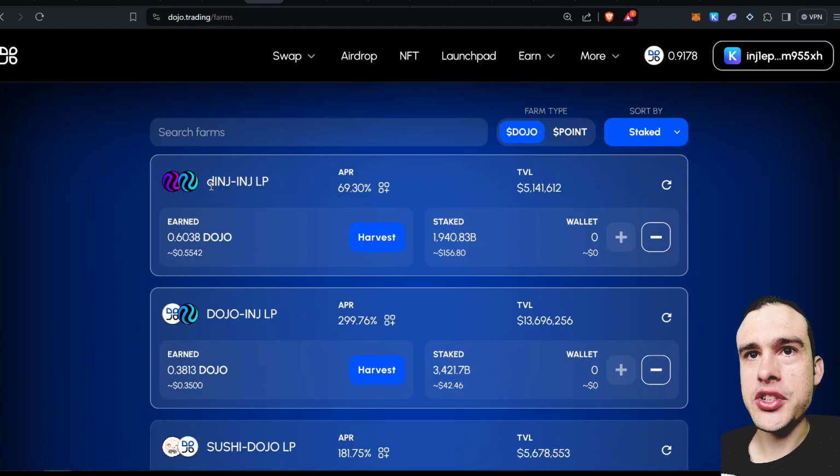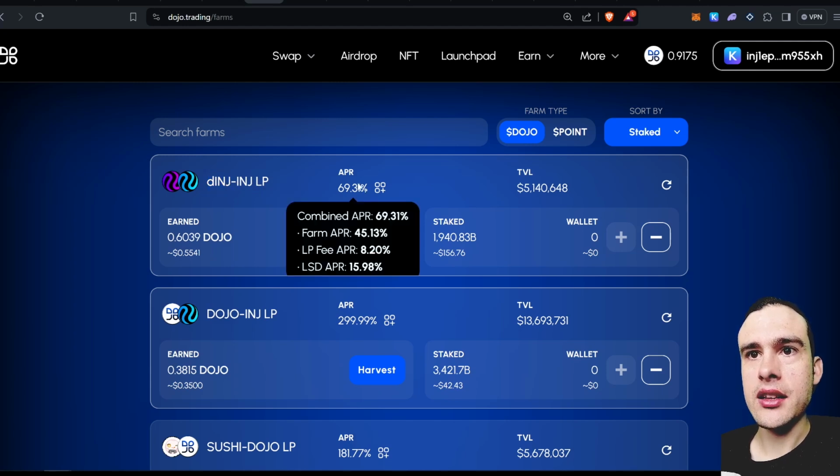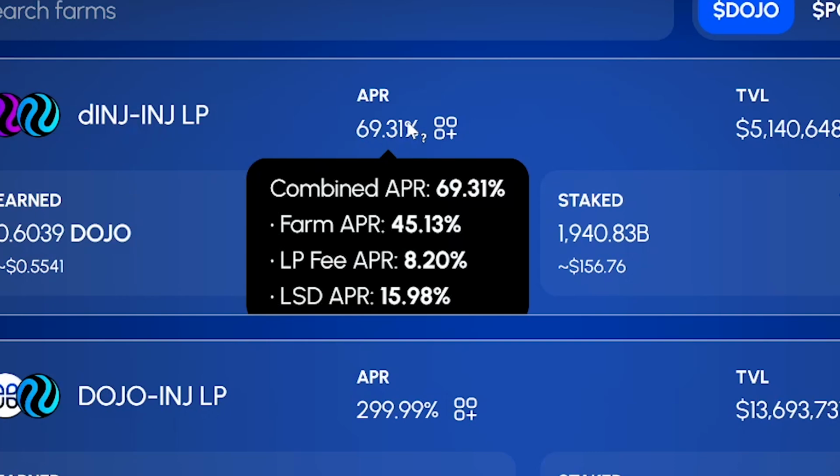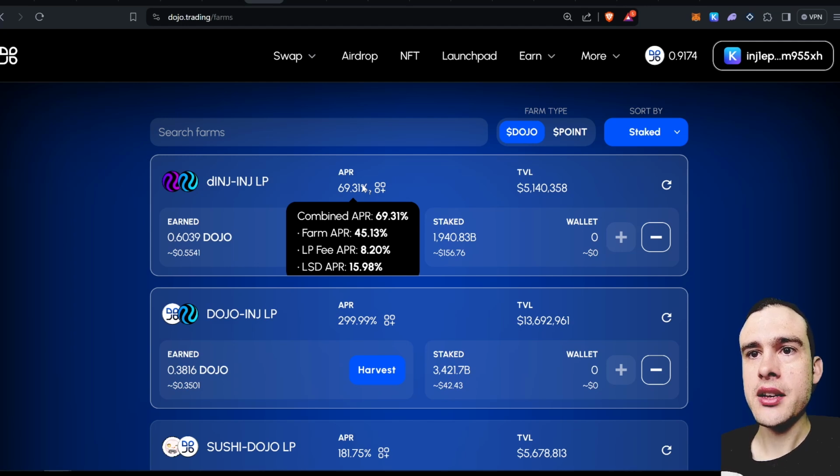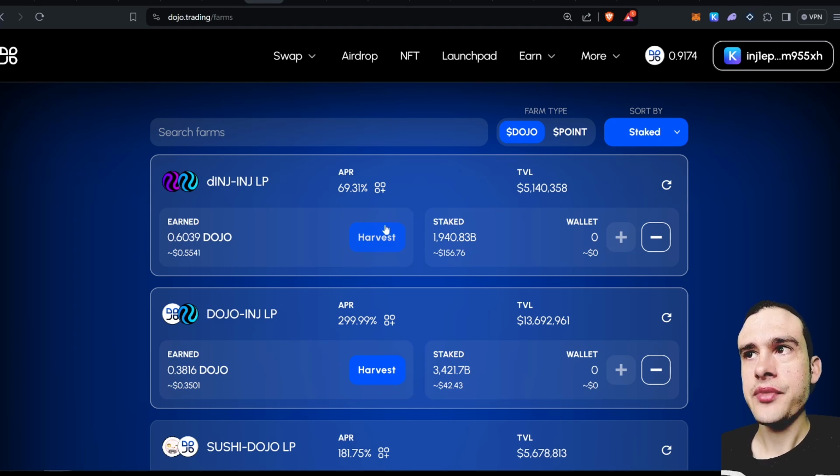But also, I just wanted to say that this is their DINJ liquid staked derivative, which I mentioned before. So if you have Injective and DINJ, you can actually earn an additional 69% APR on it. Now that's paid out in the Dojo token, and remember that this also collects fees between swaps on the Dojo platform. So that's also part of that, and you can see what that is. That's 45% farm. LP fee is about 8%. Really, really cool. And the LSD pair, which is a liquid staked derivative pair, APR is about 16%. So instead of just holding your INJ, if you have it in this pool, then total APR is 69%. So you'd want to come in and harvest this every now and then and restake it.